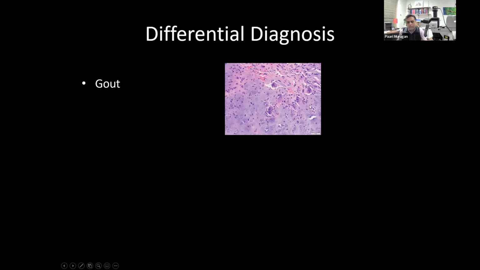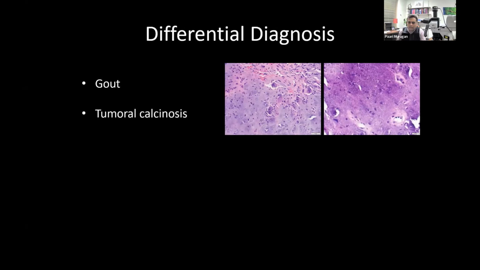But as you know, the gout matrix, even if the crystals are washed away, it's going to be more eosinophilic rather than basophilic like this. So it seems unlikely. And then we did see these areas of calcification, this granular type calcification. So tumoral calcinosis is not an uncommon phenomenon. So maybe that is what is happening.